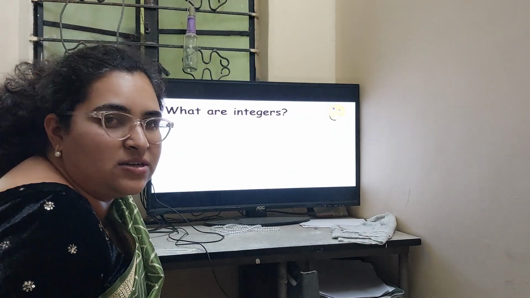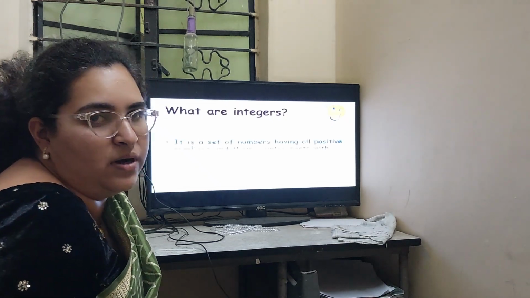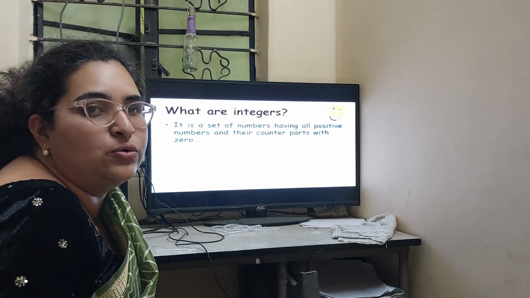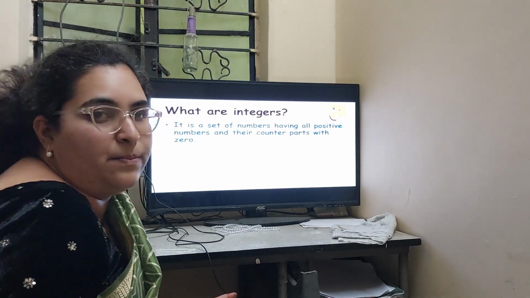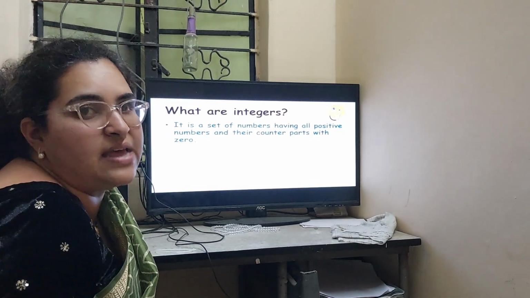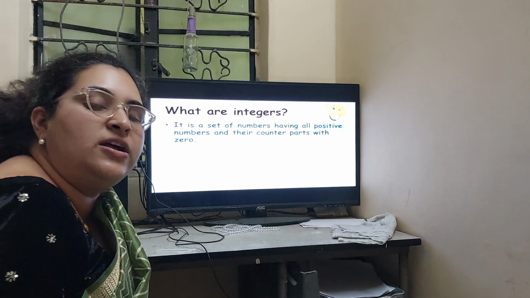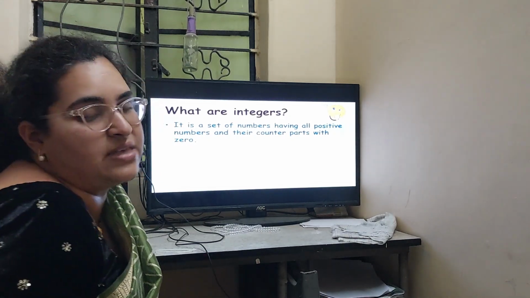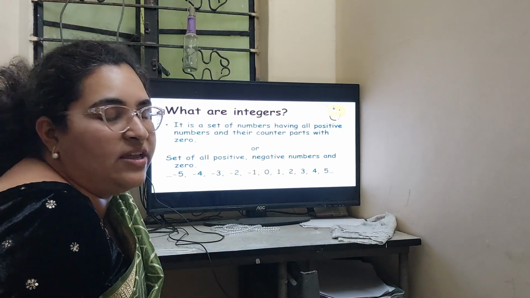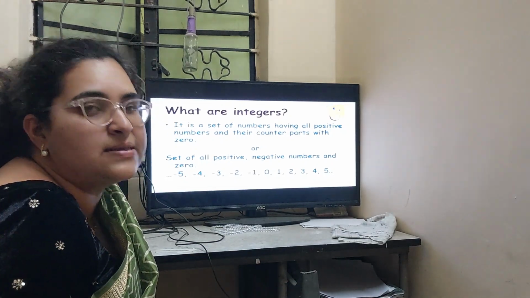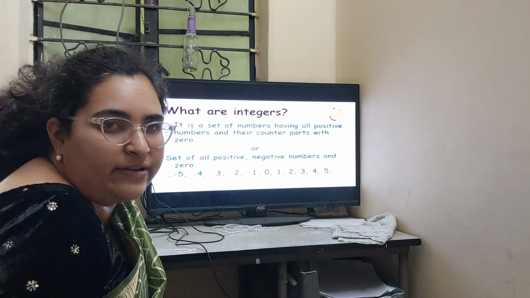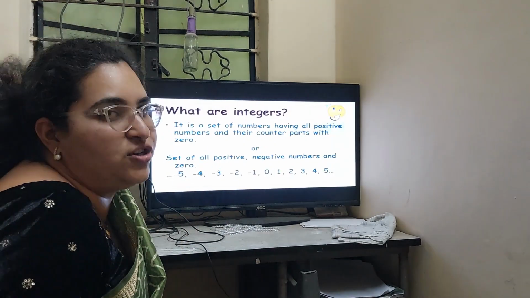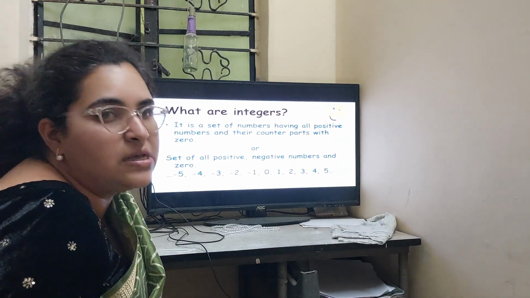We are going to define what are integers. The integers is a set of numbers which include the natural numbers or the positive numbers and their counterparts. So what are their counterparts? These are the numbers that are with the negative sign. So again we can define these integers as all the positive numbers, negative numbers and 0. Here you can see the definition or how we can represent those numbers.